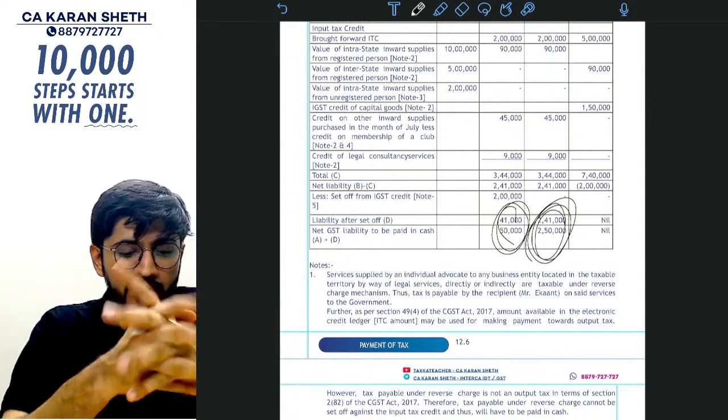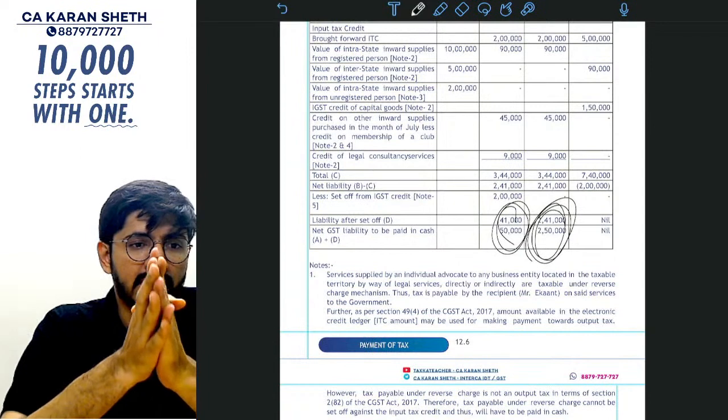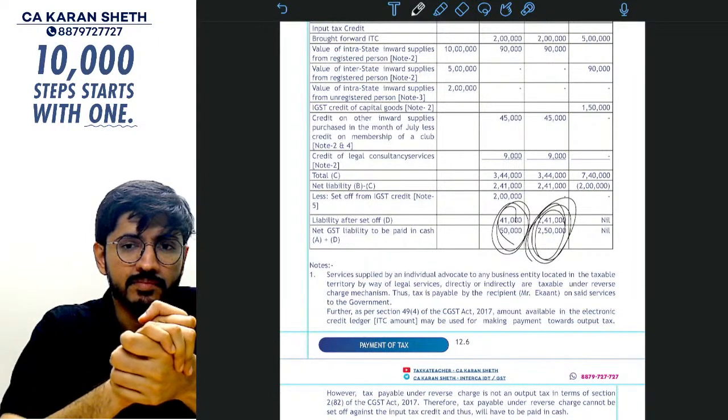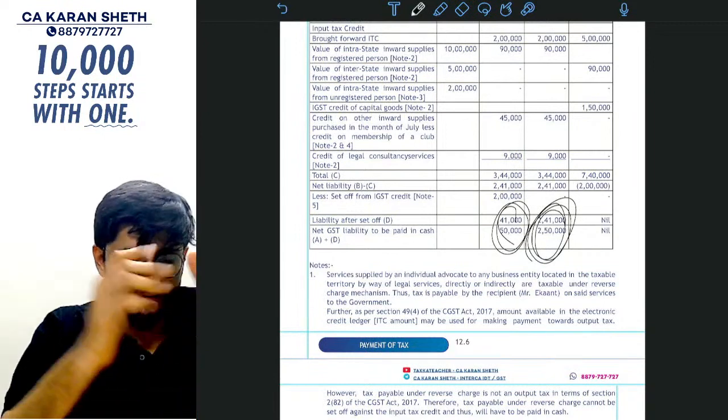We are done with payment of tax. I hope you all have understood it, guys. Let's meet tomorrow. I am sending you the timings, and let's wrap up GST.